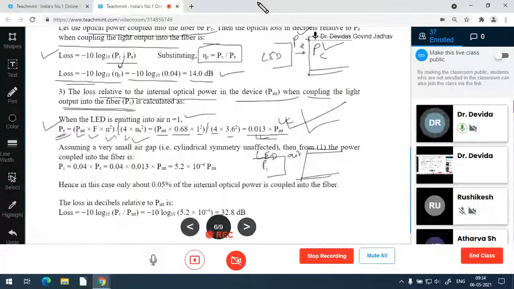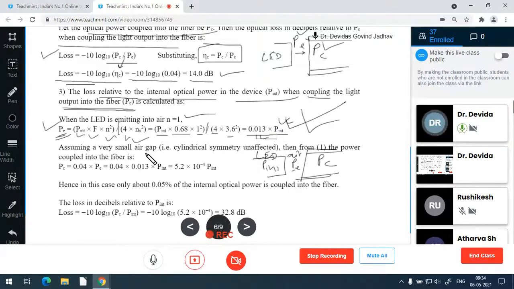So this is P internal, this is PE, and this is PC. We have calculated P here. P is P internal F n square upon 4n square, that is 0.013 P internal. Okay, in terms of P internal, we have calculated P.